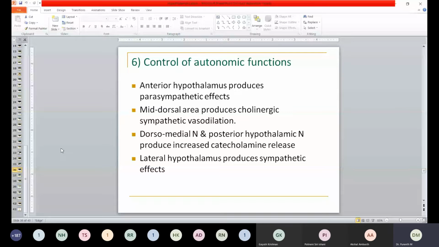So you all know anterior hypothalamus gives parasympathetic effects, meaning there will be a decrease in the heart rate, a decrease in the force of contraction, all those effects can be seen. The lateral hypothalamus will have the opposite effects: increased heart rate, increased force of contraction. So you all know positive inotropic effect, chronotropic effect, bathmotropic effect, and dromotropic effect will be seen when there is activation of the sympathetic center.